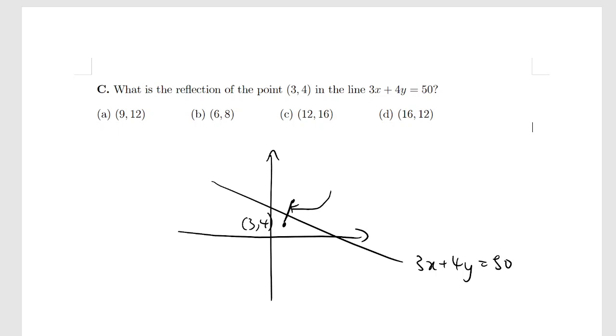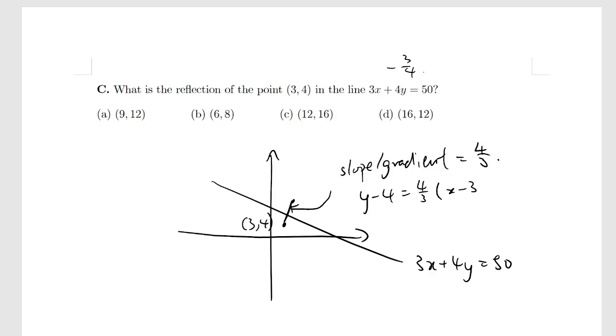So we know that the gradient of the original line is minus 3 on 4. Agreed? Yeah. So the new line would have a gradient, or slope, either word, of 4/3. I know that it passes through the point (3, 4), so it's y minus 4 equals 4 on 3 of (x minus 3). Fine, so I know that line there.